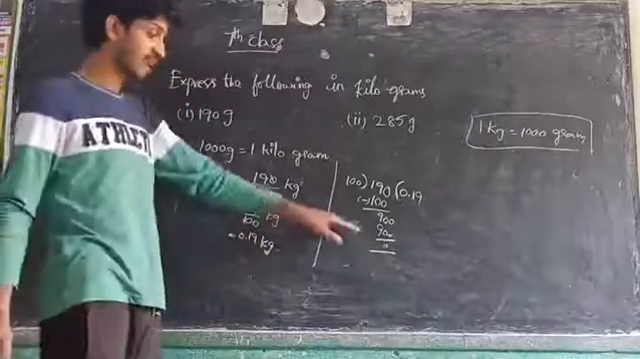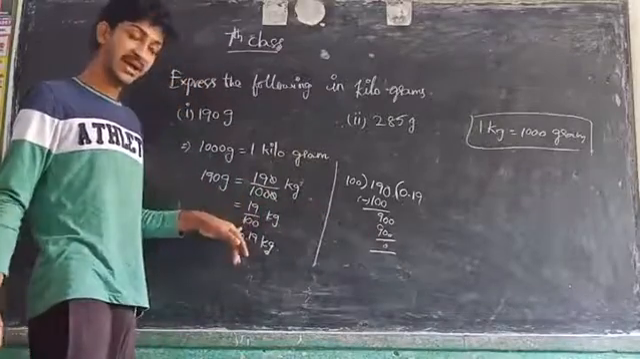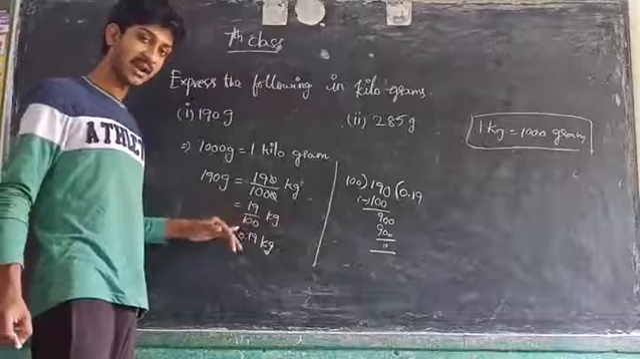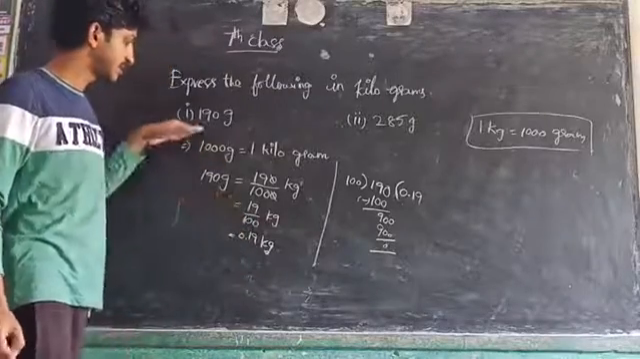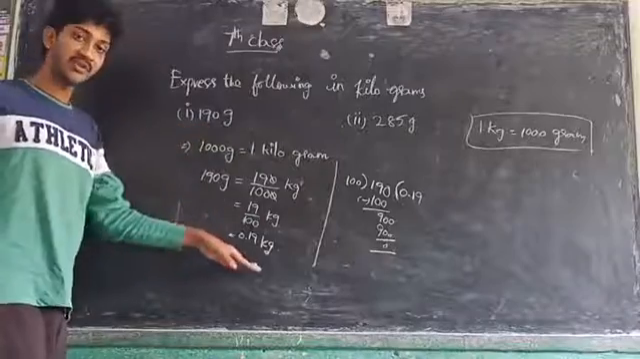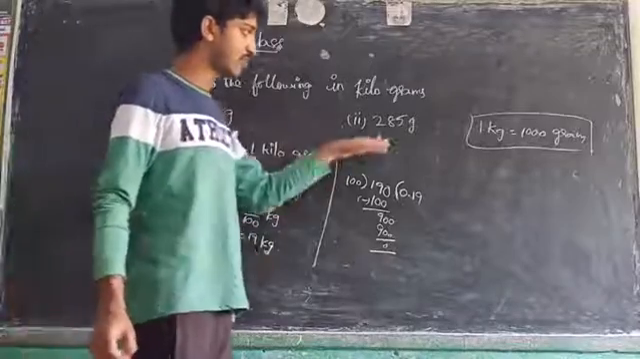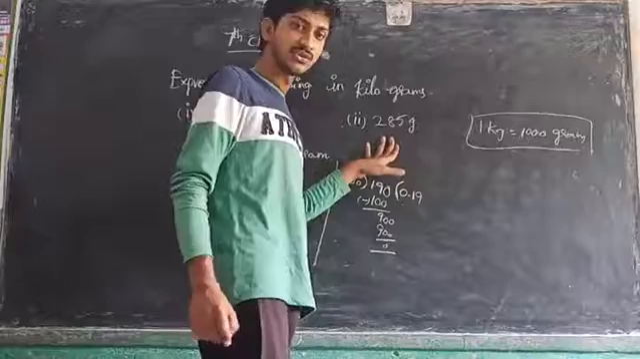So the answer is 0.19 kgs. Like that we have to convert the 19 by 100 into 0.19 kgs. This is, 190 grams is equal to 0.19 kg. Like that we have to convert 285 grams into kgs.